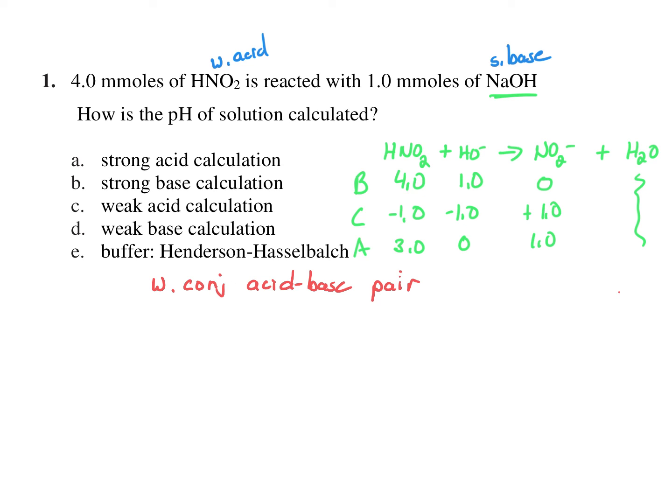Again, that's a buffer, so we can solve this via Henderson-Hasselbalch, where pH is going to equal pKa plus log the concentration of our base over the concentration of our acid. Okay, now as we've discussed, the ratio of the concentrations of the base to the acid is the same as the ratio of the moles in solution.